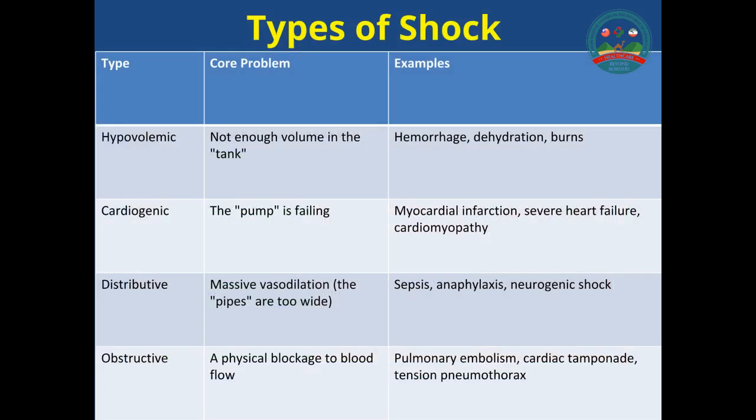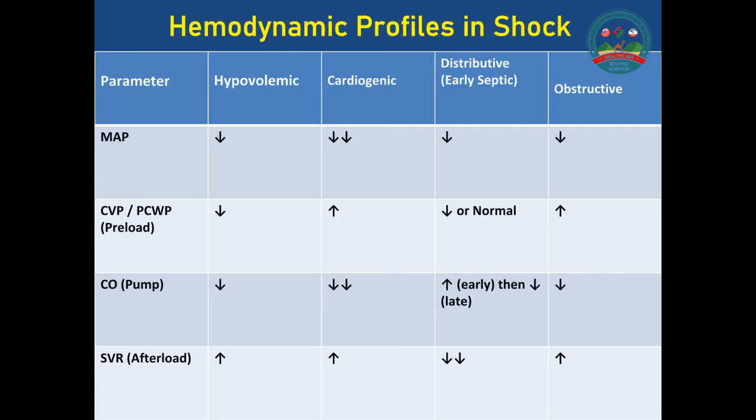Shock can be grouped into 4 main types. Hypovolemic: not enough volume, like hemorrhage or dehydration. Cardiogenic: the pump is failing, such as MI or severe heart failure. Distributive: vessels are too wide, most commonly sepsis or anaphylaxis. Obstructive: blood flow is blocked, for example PE, tamponade, or tension pneumothorax. Each type of shock has a characteristic hemodynamic pattern.